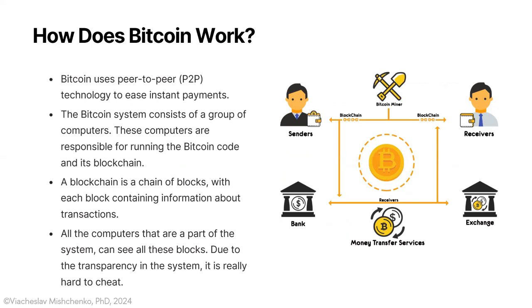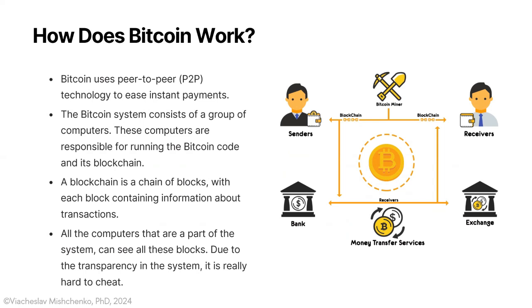Now let us consider how Bitcoin actually works in practice. You can look at this diagram on the right of the slide, and it illustrates the system's simplicity. What you are seeing here is a representation of Bitcoin's peer-to-peer technology in action. At the heart of the system, we have Bitcoin miners. These are computers running the Bitcoin code and maintaining the blockchain. And it is very interesting how these miners act in the system as validators, processing every single transaction that occurs.